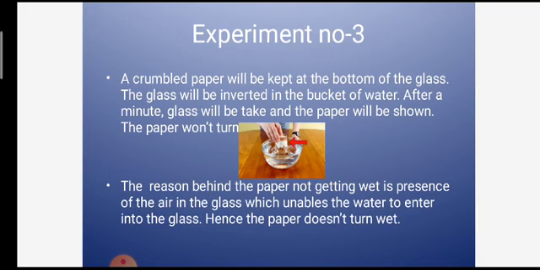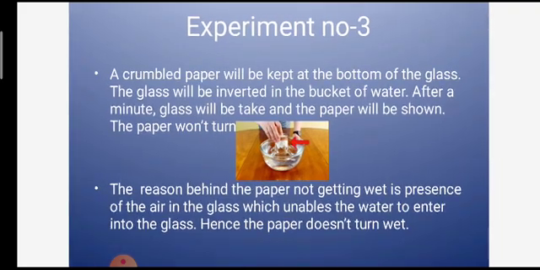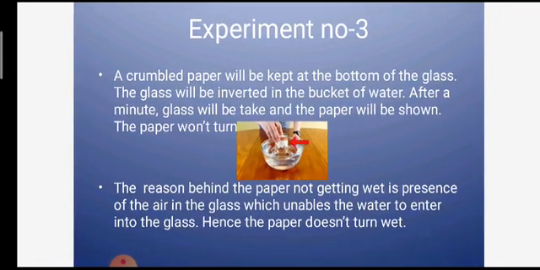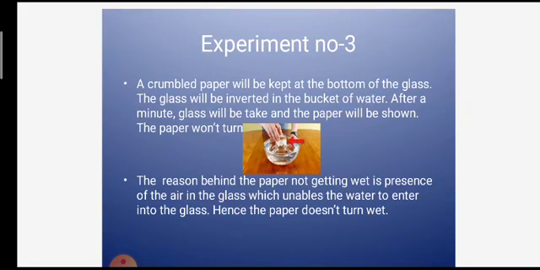The paper won't turn wet. Why is this, students? We are putting the glass into the water, but the paper won't get wet, because the reason behind the paper not getting wet is the presence of air in the glass, which prevents the water from entering the glass. Hence the paper doesn't turn wet. This is one way in which we can show that air is present everywhere.